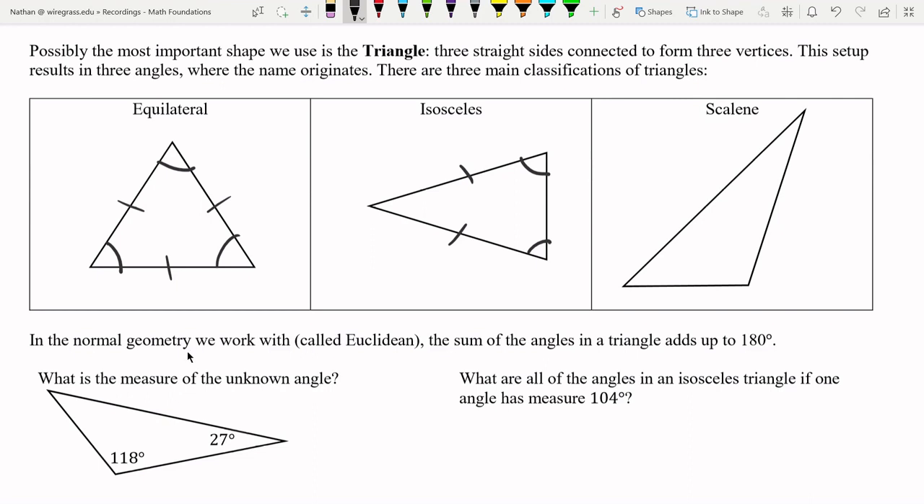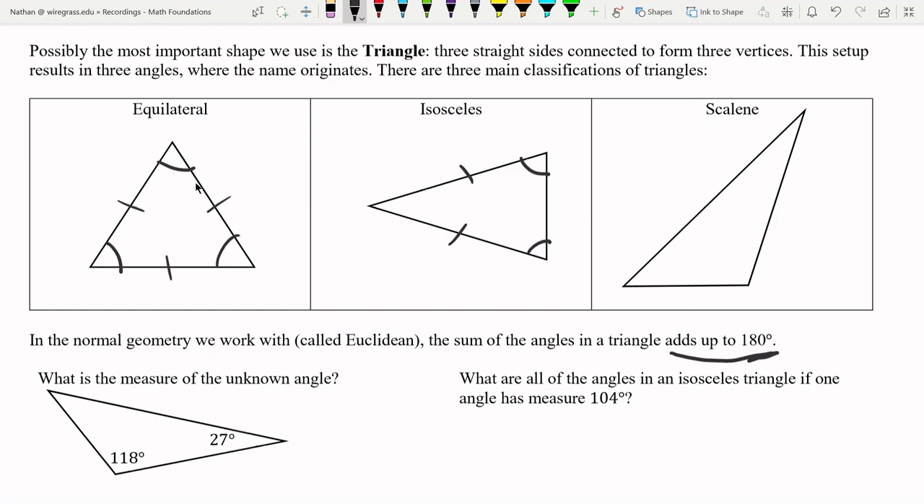In the normal geometry that we work with, this is called Euclidean geometry. The sum of all the angles in a triangle adds up to 180 degrees. So there are other geometries called hyperbolic and elliptic where this is not true, but for our purposes, we're always going to be working in this Euclidean geometry. And so we always expect this to be the case. The sum of the angles in the triangle adds up to 180 degrees.